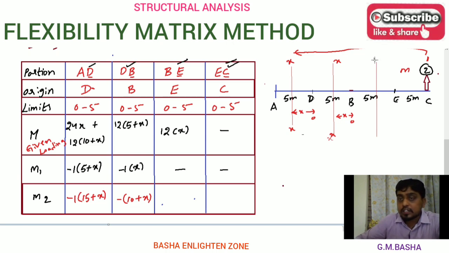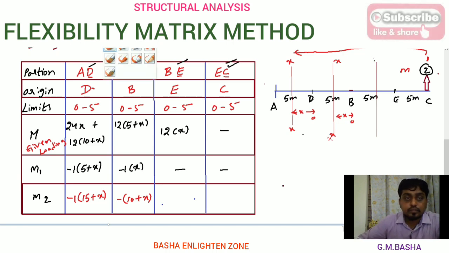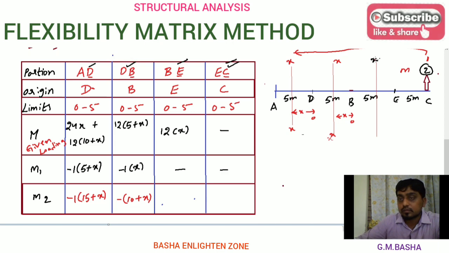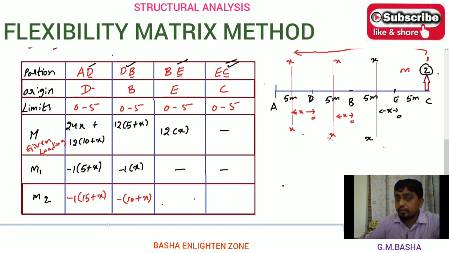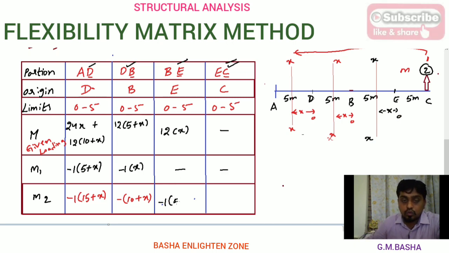So I am considering a section xx at a distance of x from the origin point E. Then I am resolving this force, which means 1 into 5 plus x, or directly take down 5 plus x. Again, what is our EC portion?